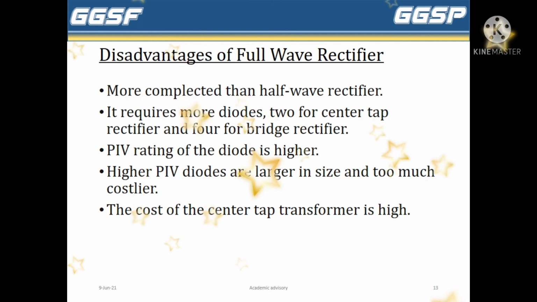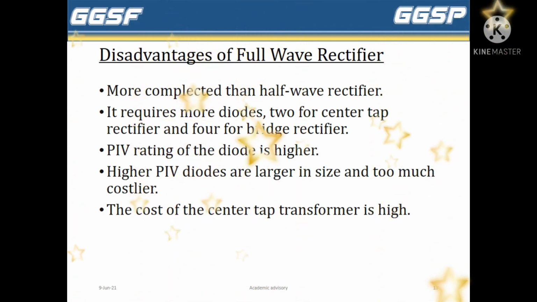Disadvantages of full wave rectifier. It has a more complicated network than that of the half wave rectifier. It requires more diodes, 2 for center tap rectifier and 4 for bridge rectifier. PIV rating of the diode is higher. Higher PIV diodes are larger in size and too much costlier. The cost of center tap transformer is high.